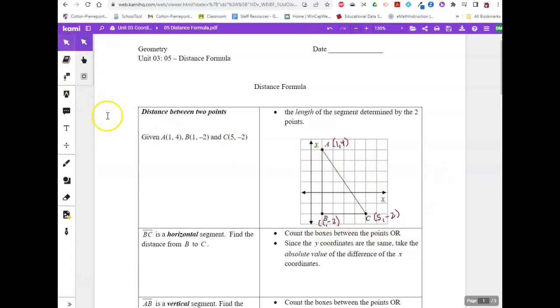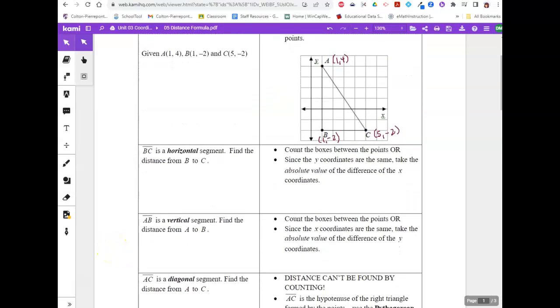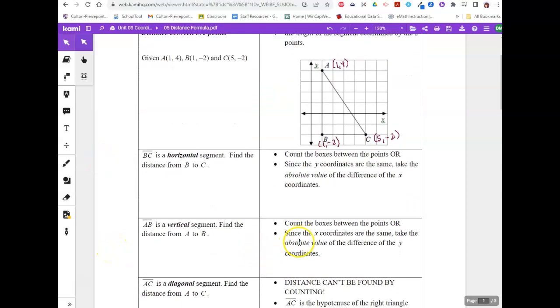So there are 3 different kinds of lines, so we need to look at what we have to do to find them. All right, so let's take a look at BC. BC is a horizontal segment. Okay, so since that is a horizontal segment, we want to find the distance from B to C. We can just count the boxes. All right, so if I count the boxes here, 1, 2, 3, 4. So BC is going to equal 4.